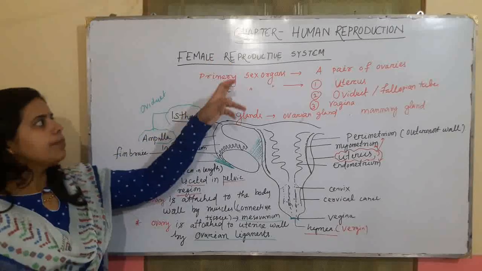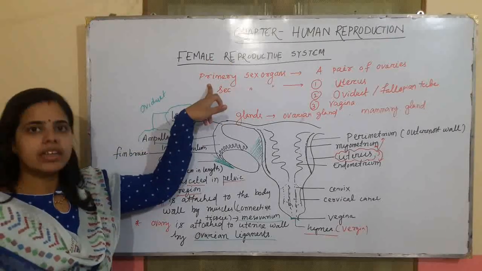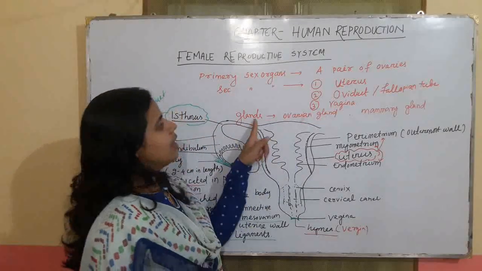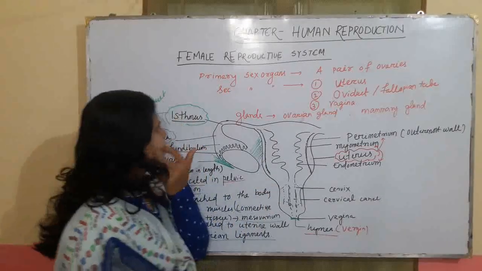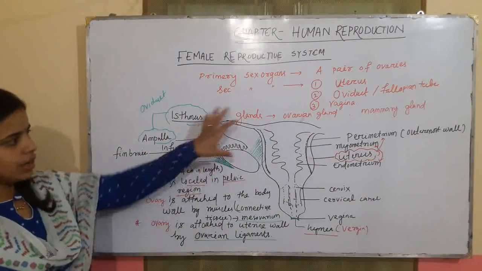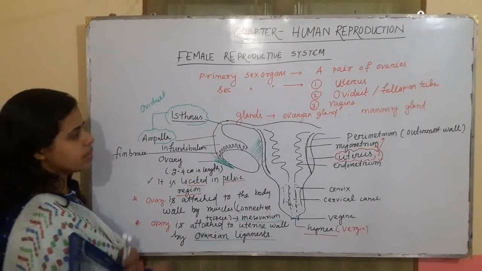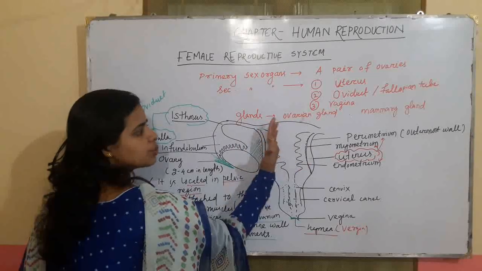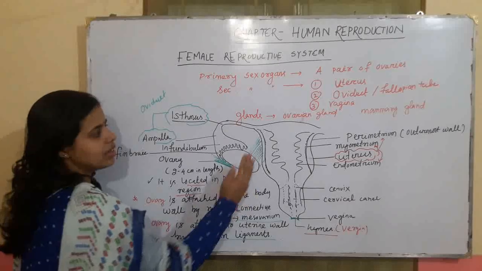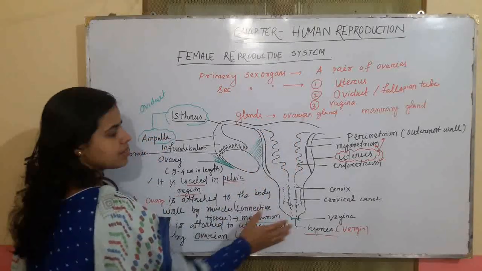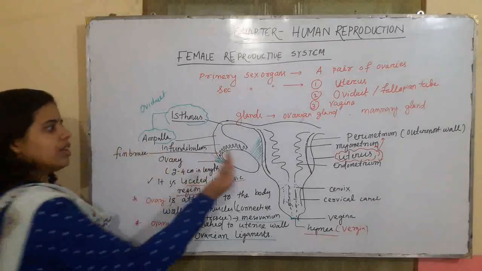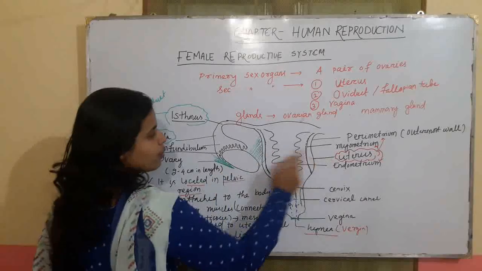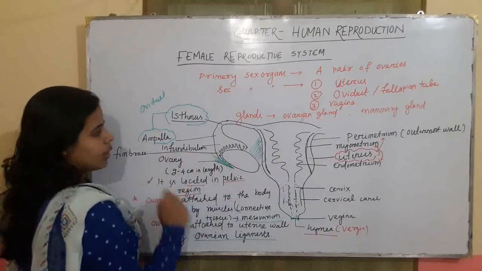Let us make a quick recap. It has the primary sex organ, that is a pair of ovaries; secondary sex organs, that is the uterus, oviduct, and vagina; and glands, that is the ovarian gland and mammary gland. Here we are showing the diagram of the female reproductive system. It is not exactly from the front, the picture is just in a dish mode, and the actual position is not like this. There are a pair of ovaries, but in this figure we show only one ovary.